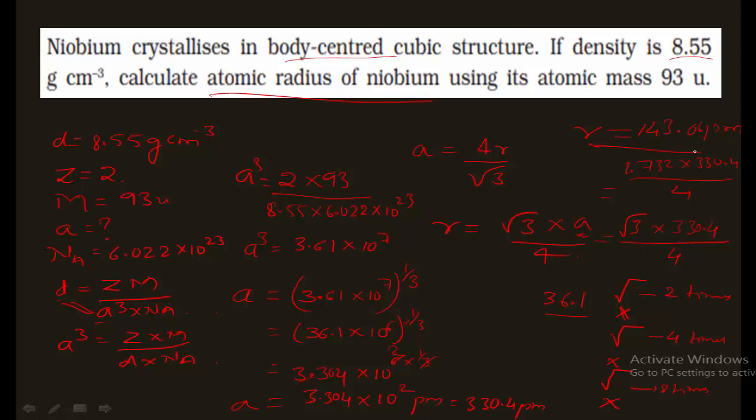So this is how we will find the radius when they have given the density, atomic mass as well as the number of particles. We have to first calculate the A cube, then we have to take the cube root of A, and after that we have to use the relationship between A and R. Upon simplification we will get the answer, that is radius is equal to 143 picometer.